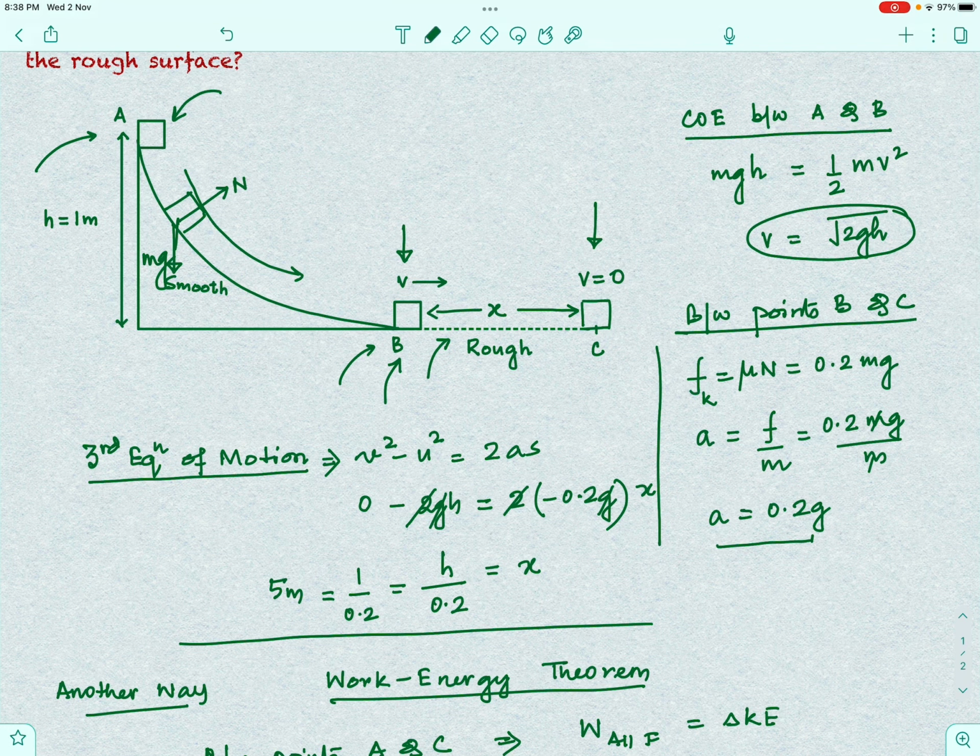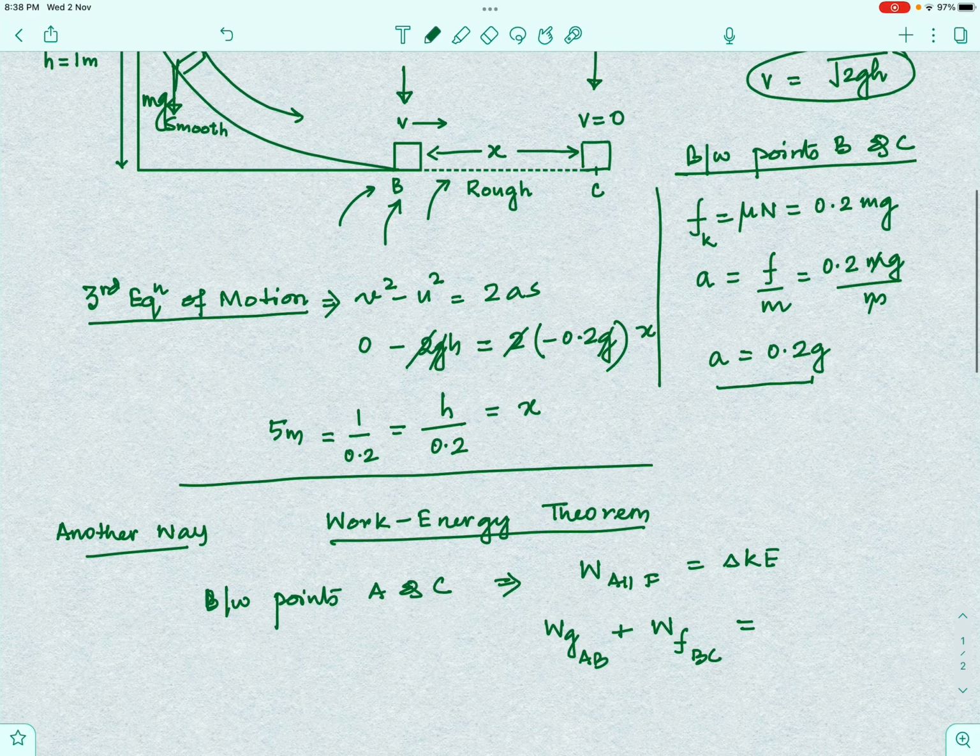Now, if you look at the figure carefully, point A is the point where the block starts off from, so the velocity there is 0. At the point C, once again the block comes to rest. So the velocity, and hence the kinetic energy, is 0 there also. So the change in kinetic energy here will be 0. The initial and final kinetic energies are both 0, so the change is 0.